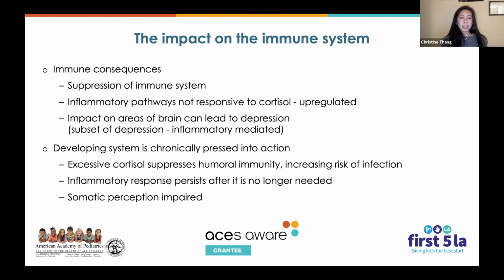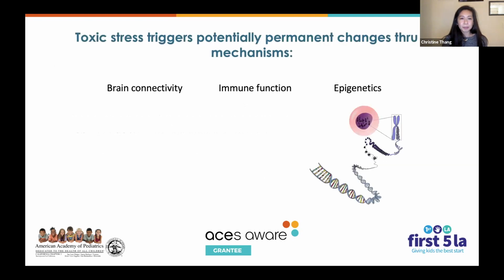And then that developing system is chronically pressed into action. So this is where you have that excessive cortisol suppressing your humoral immunity. You have an increased risk of infection. Your inflammatory response persists long after it's needed. And then your somatic perception is impaired. So those vague abdominal pains, those headaches that you can't quite figure out what's going on.